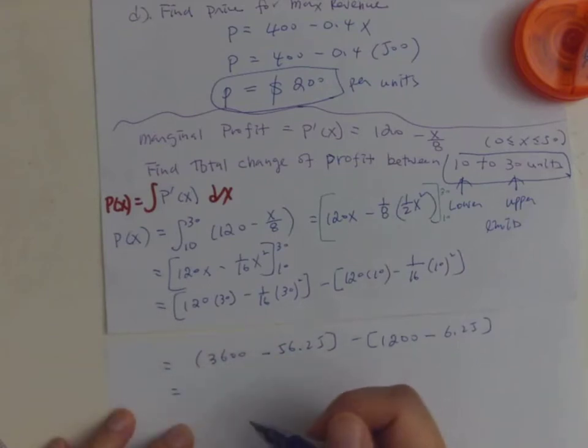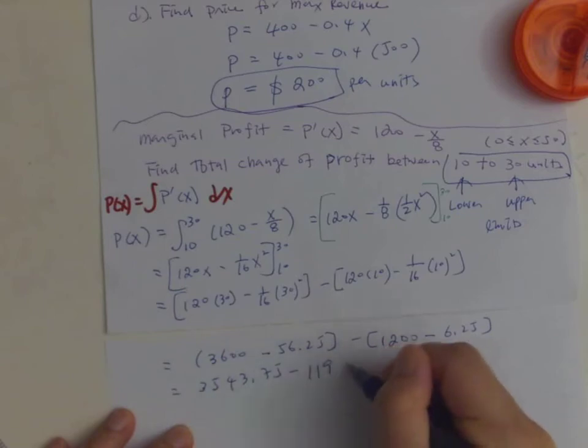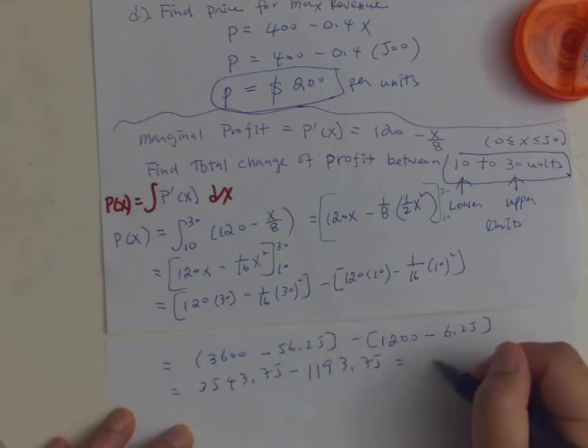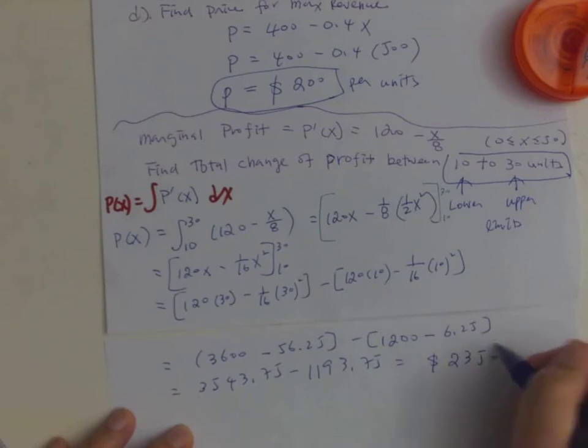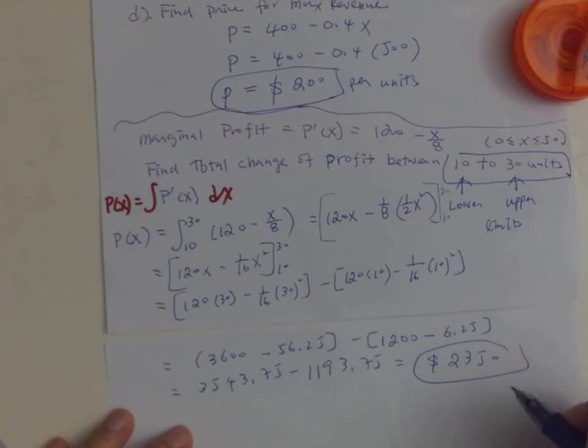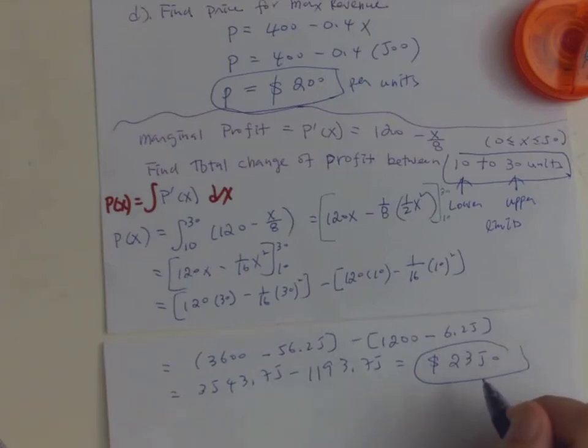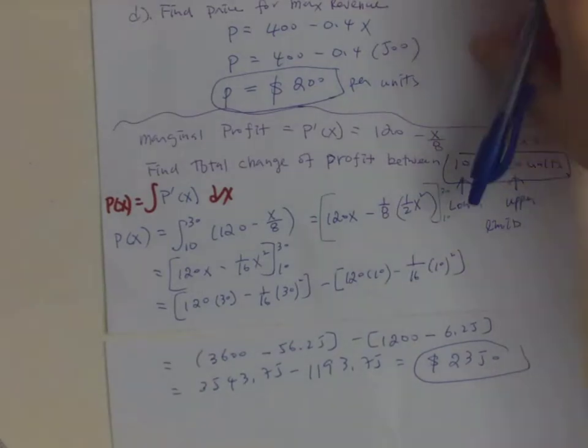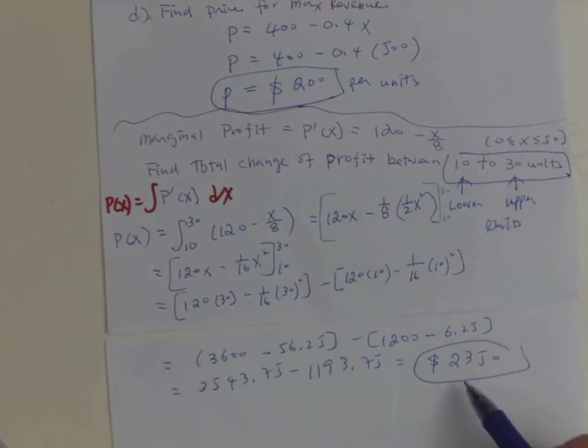So this is just basic arithmetic. 3543.75 minus 1193.75. Together we have 2350. So the change of profits from 10 to 30 units is going to be $2,350. If they ask you to write an answer statement, that's how it will go: the change of profits between the production of 10 to 30 units is going to be $2,350. All right.